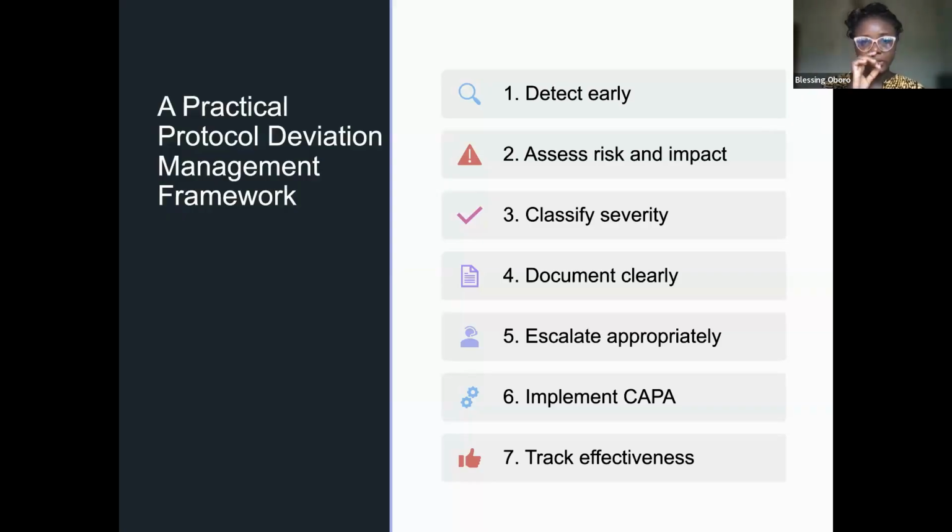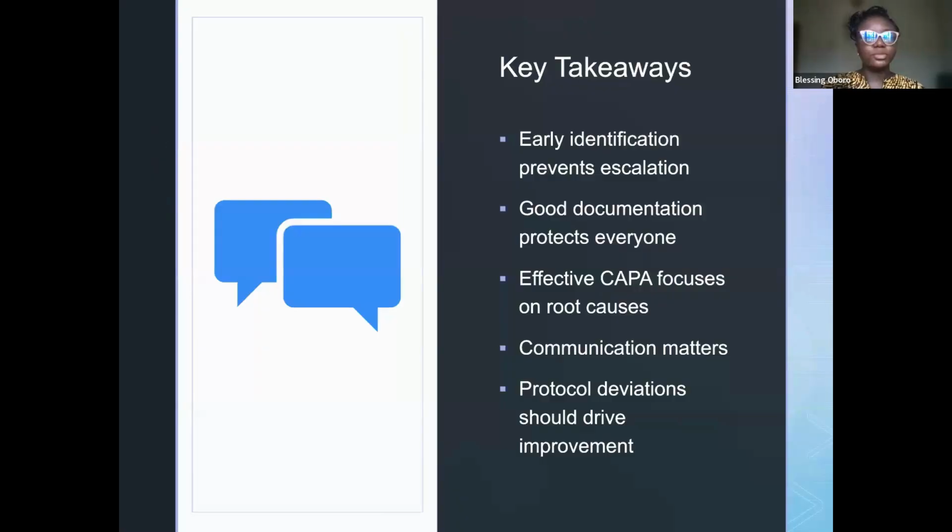The next slide, please. So I think this should be my last slide. It has the key takeaways. Early identification prevents escalation. I think this is self-explanatory. Once you identify it early enough, it prevents it from progressing. Good documentation protects everyone. I think this one cancels out the fear culture. When you are very confident that you have everything properly documented, I think it protects everybody. You are not scared of being queried, and even when you are queried, you say, yes, it happened, but it was documented. And obviously, effective CAPA, focusing on root causes.